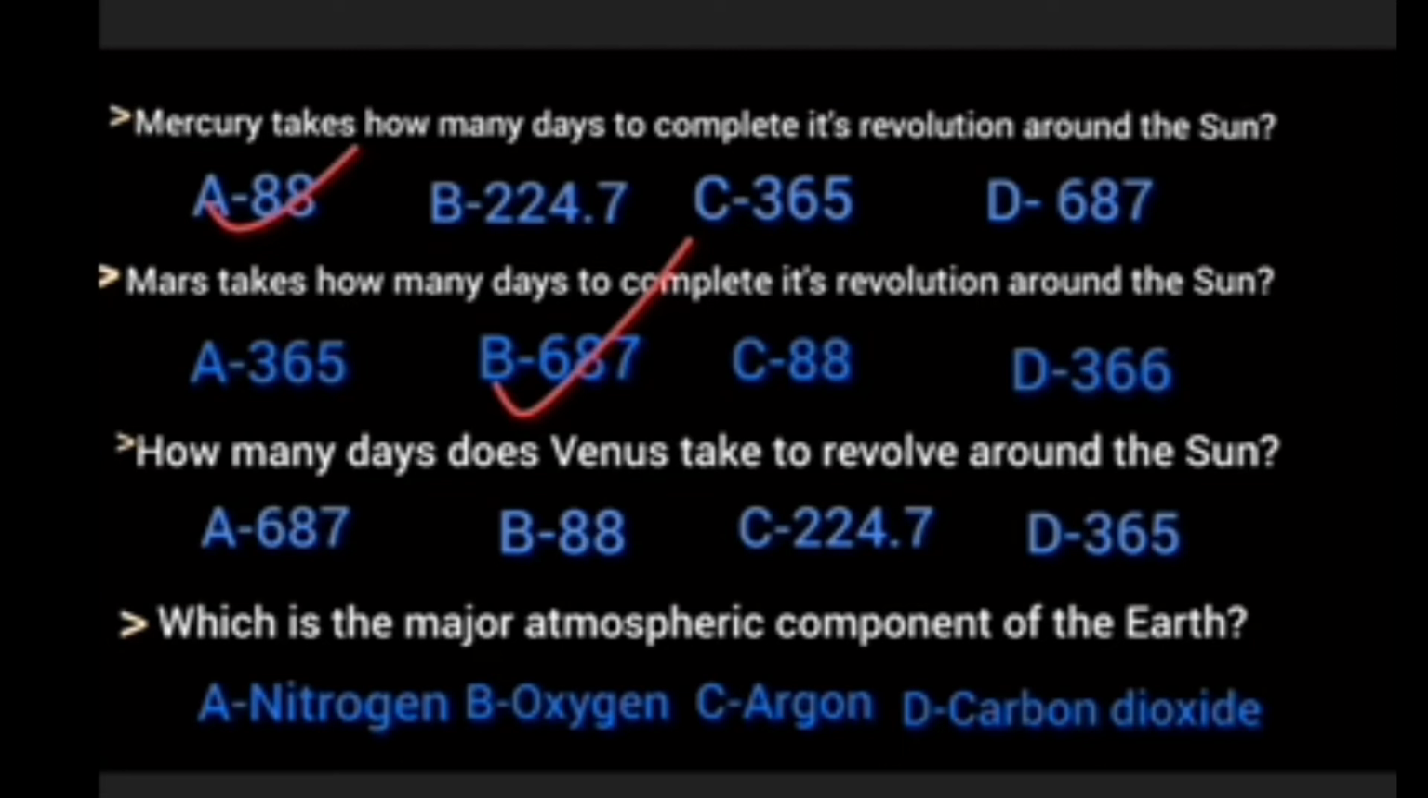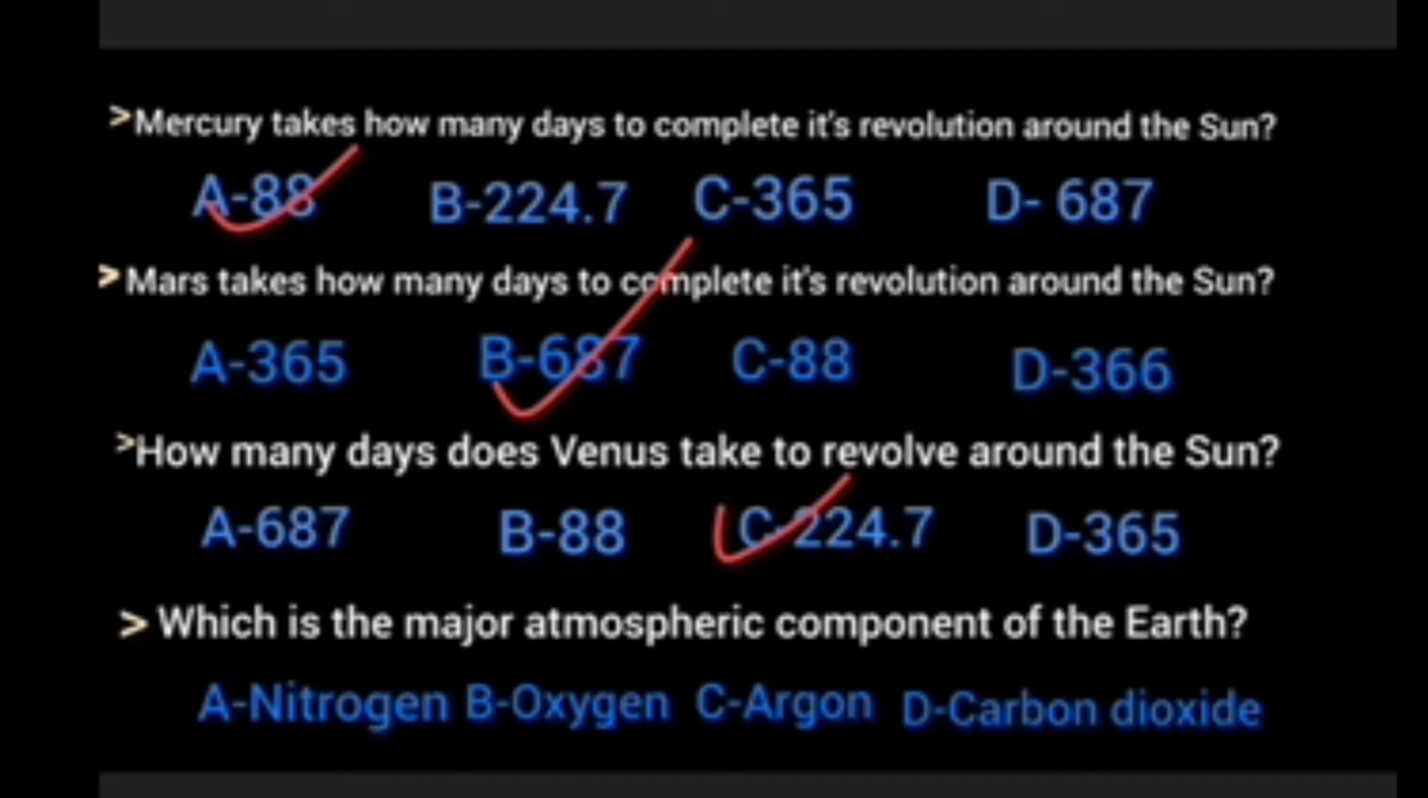Next question, how many days does Venus take to revolve around the sun? A. 687, B. 88, C. 224.7 days, D. 365 days. Answer C. 224.7 days.